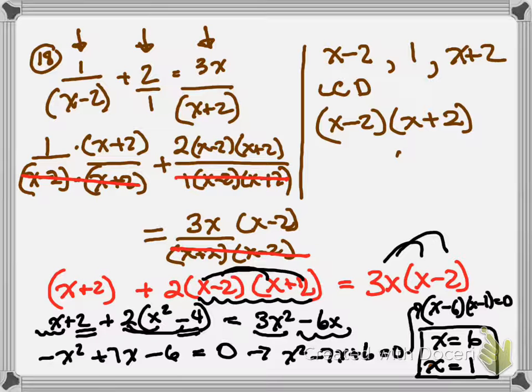And then all I really need to do is just check to make sure that those aren't going to give me zeros back in the original problem. And if I plug a 6 back in the original problem, I won't end up with a 0 in the denominator, and if I plug 1 back into the original problem, I also won't end up with a 0 in the denominator, so I'm good to go. There are my answers.